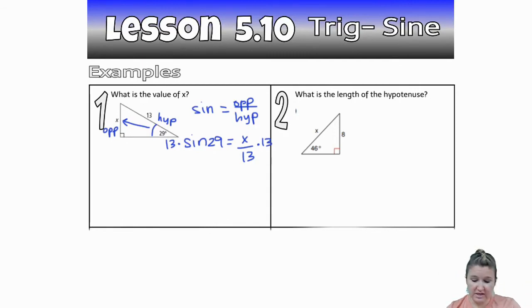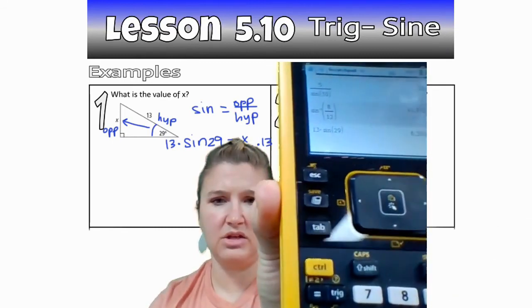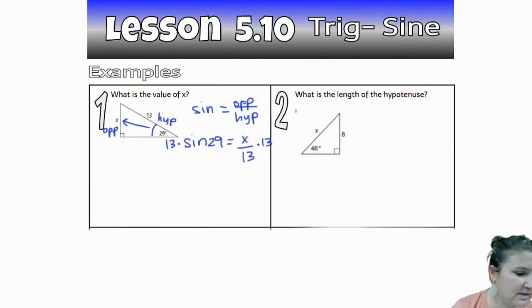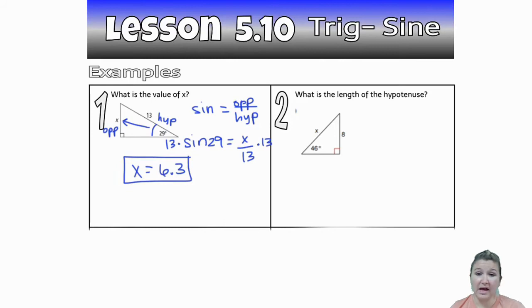So I'm going to do 13 times sine, which is underneath trig, underneath control, the sine of 29 degrees. You're going to plug it in just like that. Then you see that it is 6.3, and that's that side length. So that's how we use trig in a right triangle to find another side length. Because remember, if we're given two side lengths, we can choose Pythagorean theorem. But if we are only given one, we're going to have to use trig.